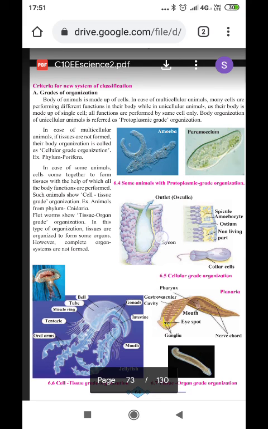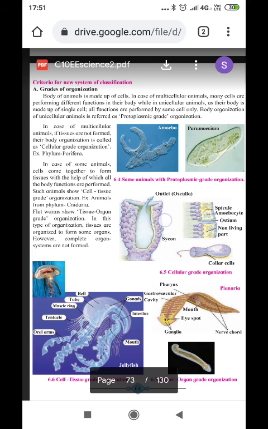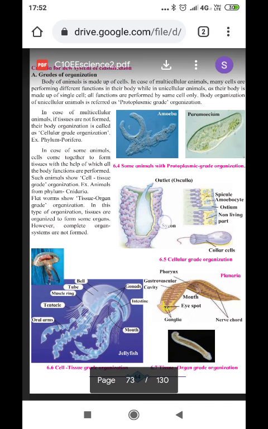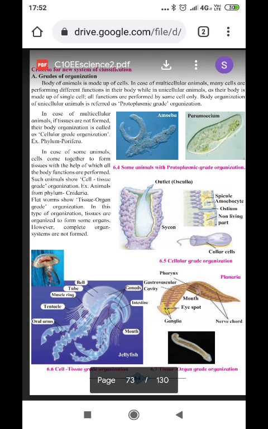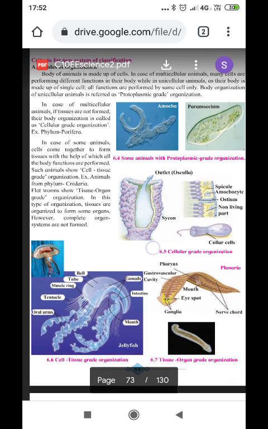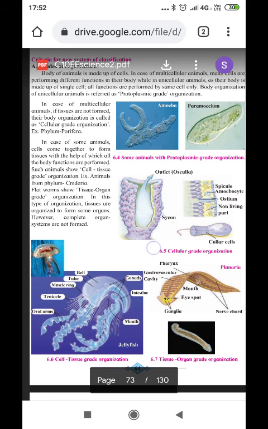In simple words, when an organism is made up of one cell, it performs all functions, all activities of the body. Whereas if it is multicellular, various cells have different functions which they carry out in a systematic order. In case of multicellular animals, if cells are organized, the body organization is called cellular grade organization.